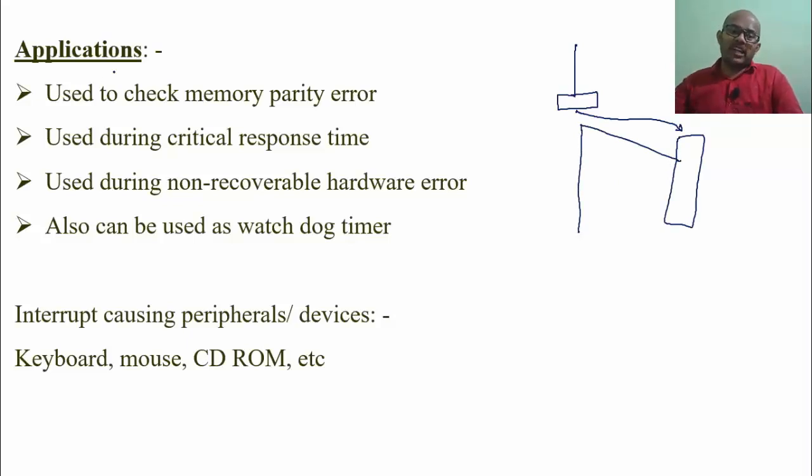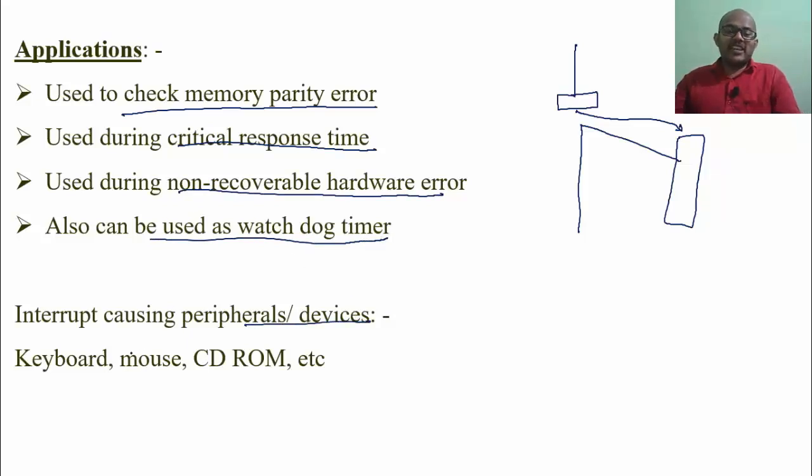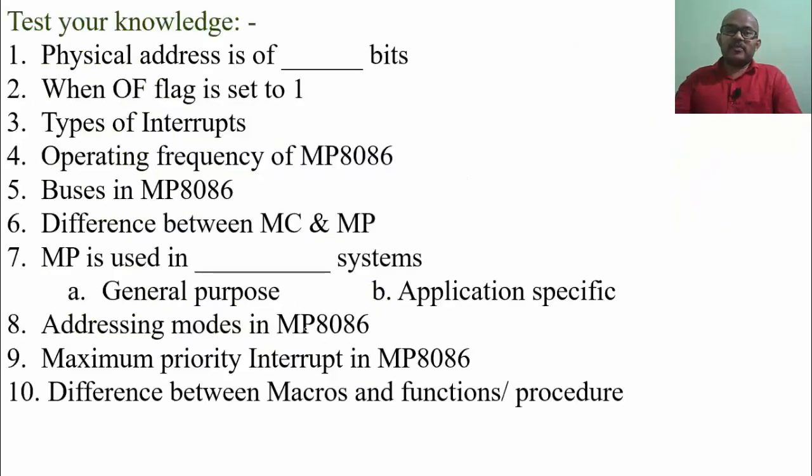Now, applications of interrupts: they are used to check memory parity errors, used where response time is critical, used during non-recoverable hardware errors, and can also be used as a watchdog timer. Interrupt-causing peripherals, for example, are the keyboard, mouse, CD-ROM, DVD, floppy disk, etc.